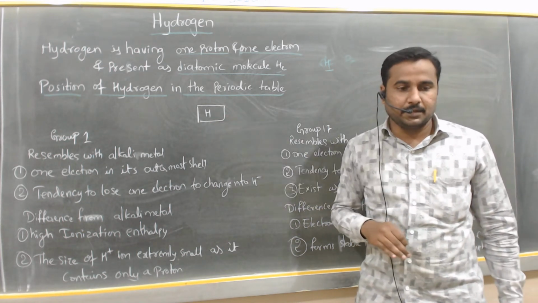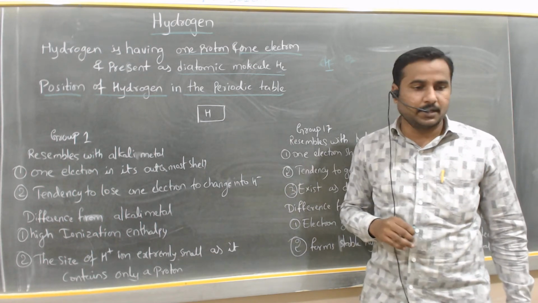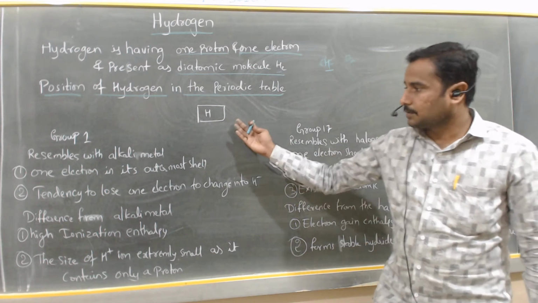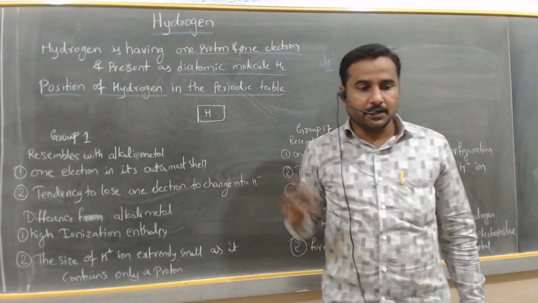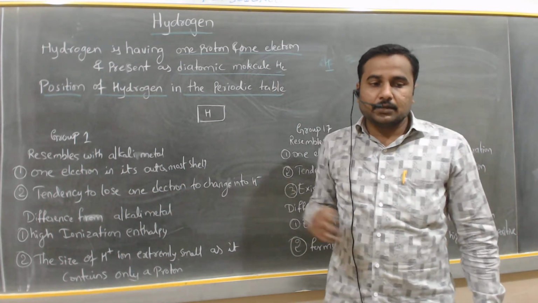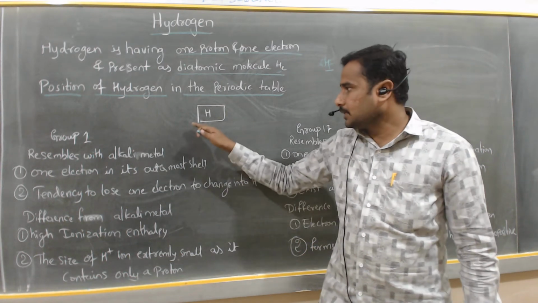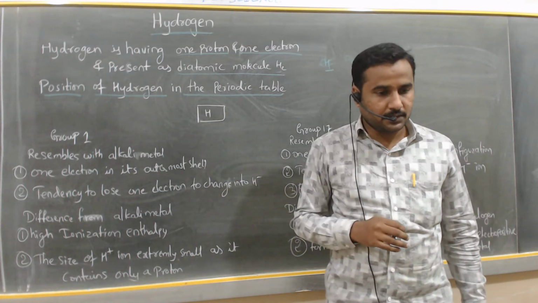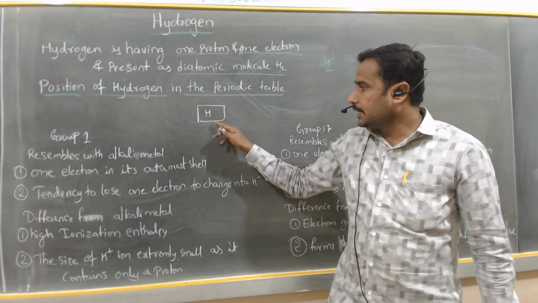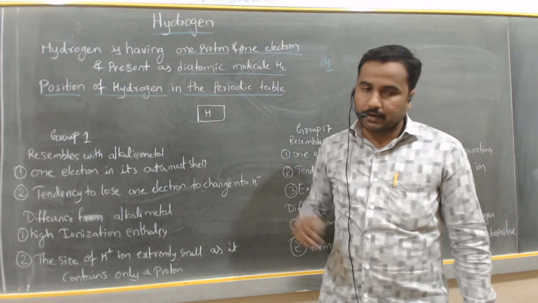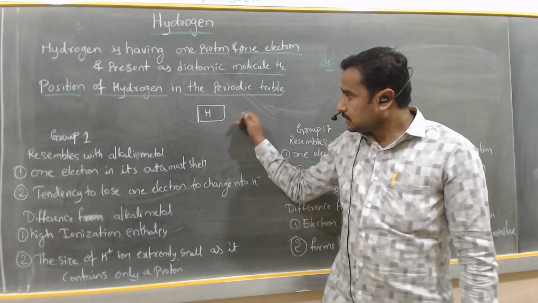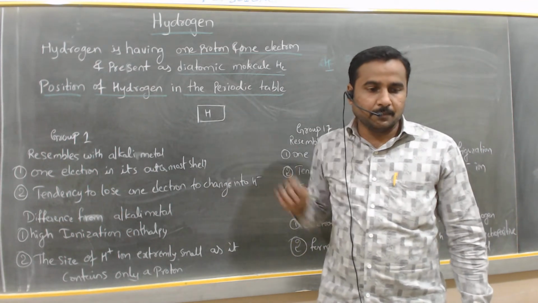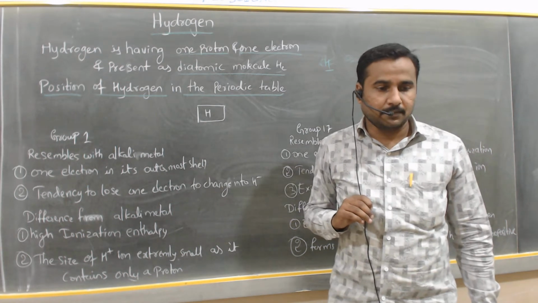Why do we keep hydrogen at the top of the periodic table? In some periodic tables, hydrogen is given above the group 1 elements. In our new periodic table in the NCERT book, you can see that hydrogen is placed above the periodic table. Then the question arises: why is this the only element placed above the periodic table?